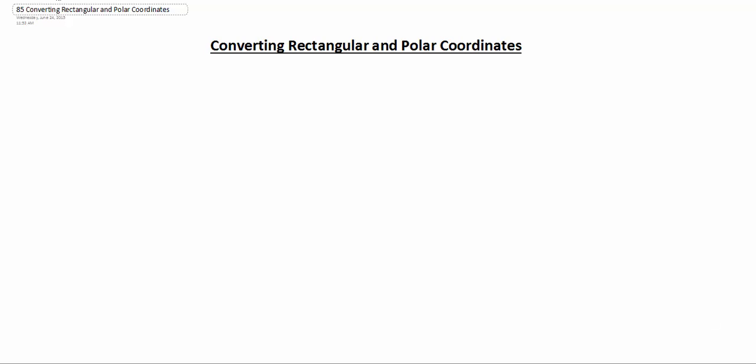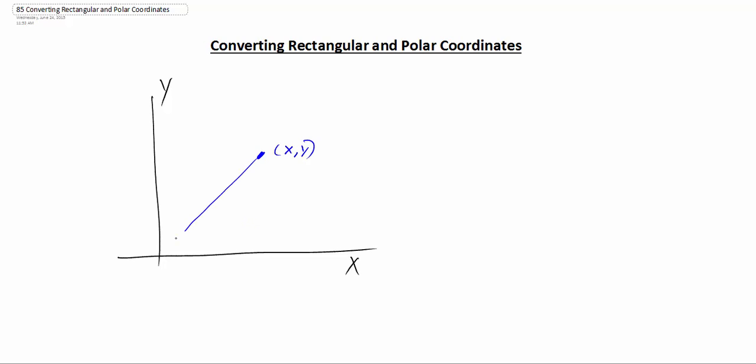This video is going to look at how we can go about converting rectangular and polar coordinates. To start out with, if we have our rectangular coordinate system, we know that we have our x and our y axis here. And if we think of this in terms of our point, we can have a point located here, as far as this would be our x and y coordinate.